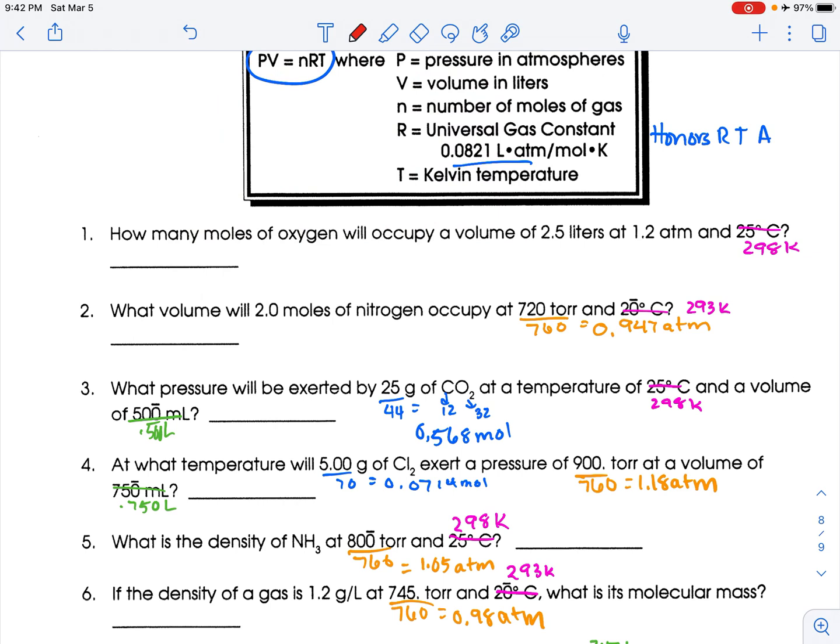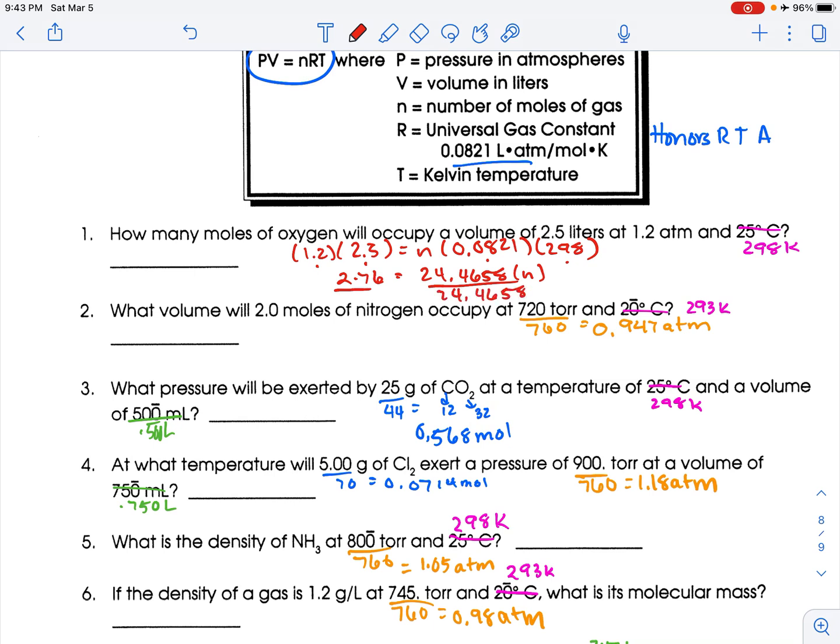How many moles of oxygen will occupy a volume of 2.5 liters at 1.2 atmospheres and 298 Kelvin? So PV equals nRT. We're looking for moles. So 1.2 times 2.5 equals n times 0.0821 times 298. Pressure, volume, moles, R, temperature. So 1.2 times 2.3, 2.76 equals 0.0821 times 298, which is 24.4658, times n.